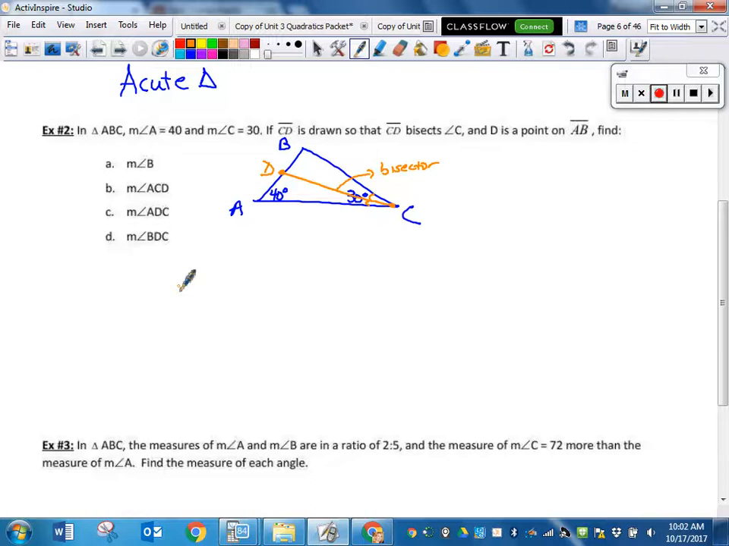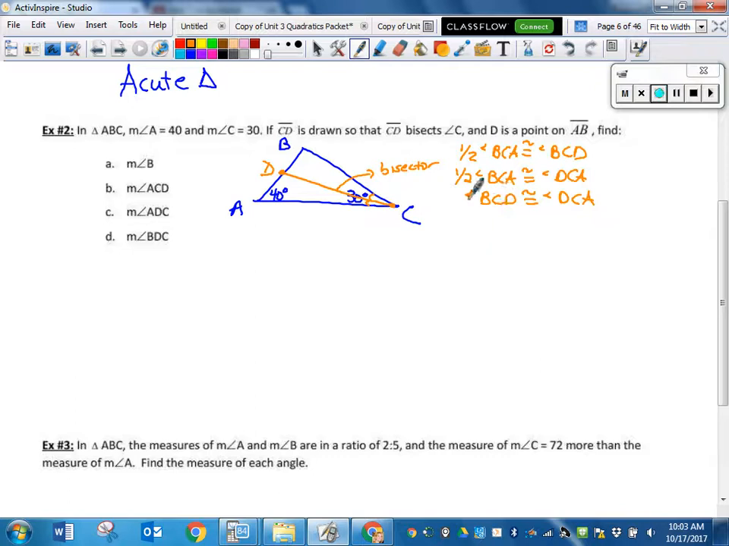Well, let's just forget what we're trying to find. Let's just fill in what we know here. If it's a bisector, then half of angle BCA is congruent to angle BCD. Half of angle BCA is congruent to angle DCA. And angle BCD has got to be congruent to angle DCA. I know those are definitely true, and I know the total is 30.